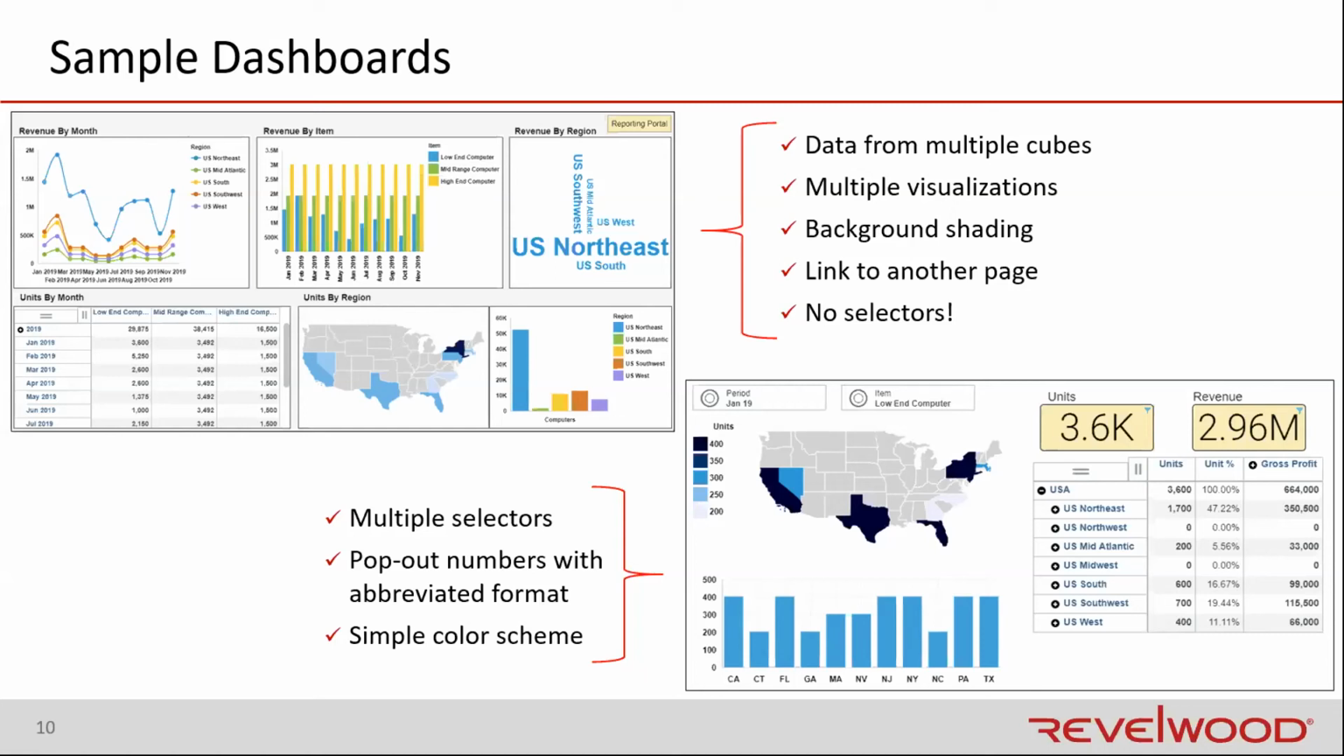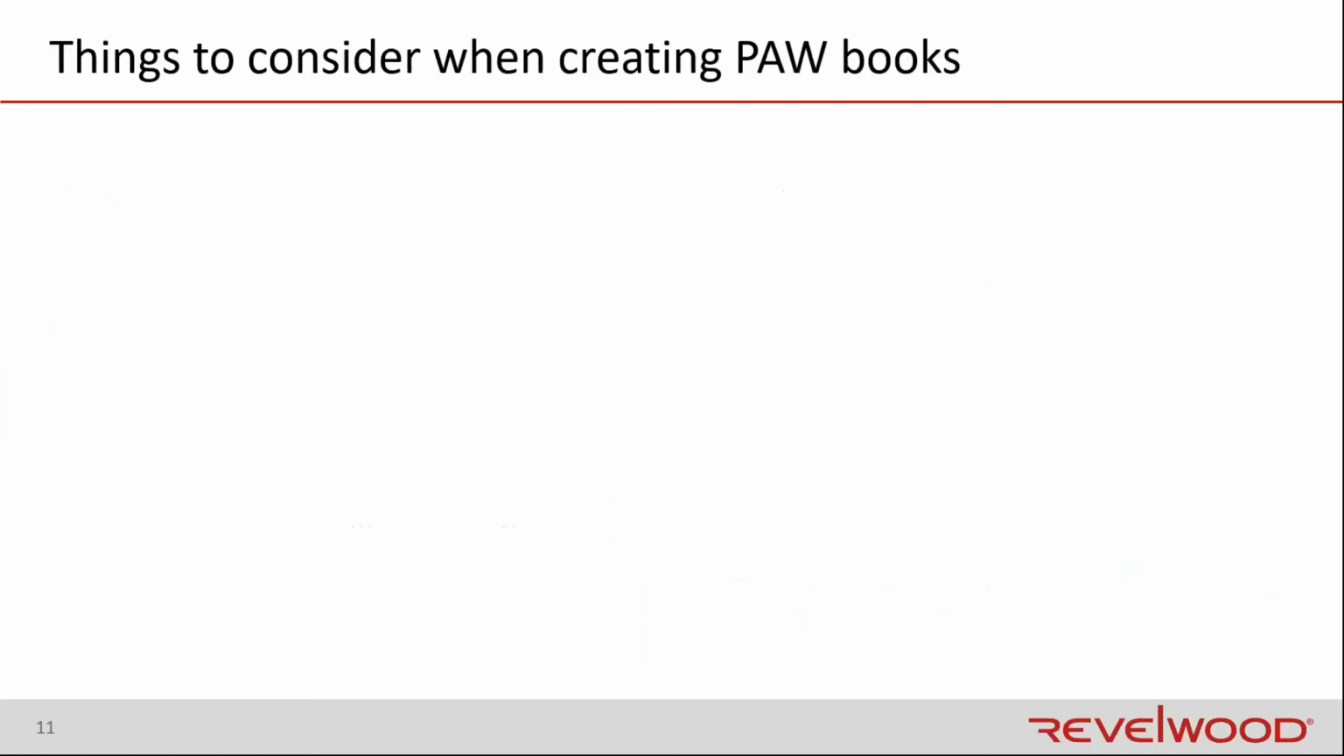What does this show you? It shows you a couple of samples, but it also shows you the variety that we're going to be able to do in the Planning Analytics environment, where you're able to create PAW dashboards using whatever scheme makes sense to you for the applicable piece. Okay. So what does that mean for the applicable piece? There's some things that you're going to want to think about. There's some things that you're going to want to consider when you're creating these PAW books.